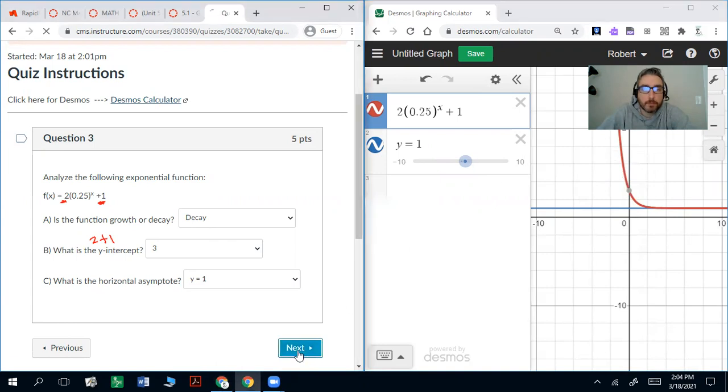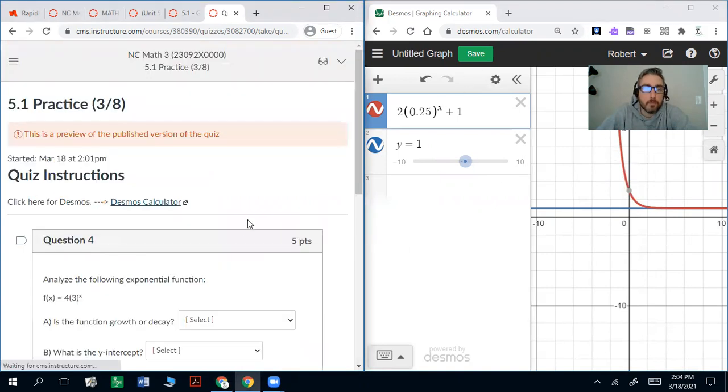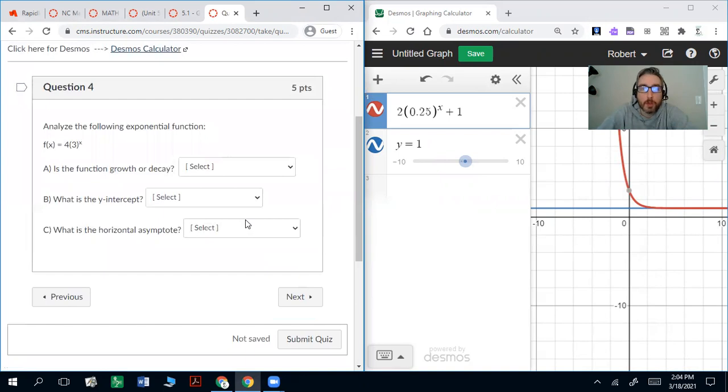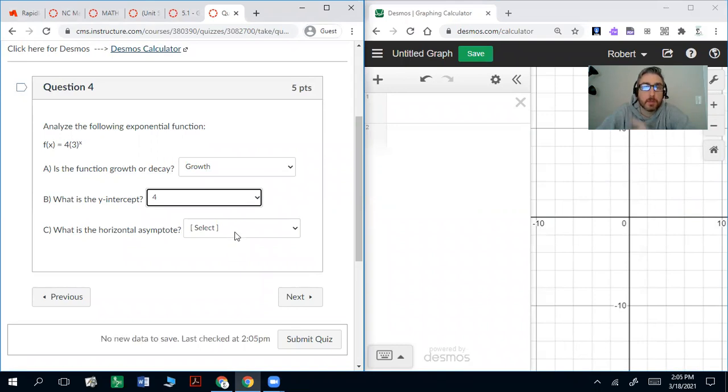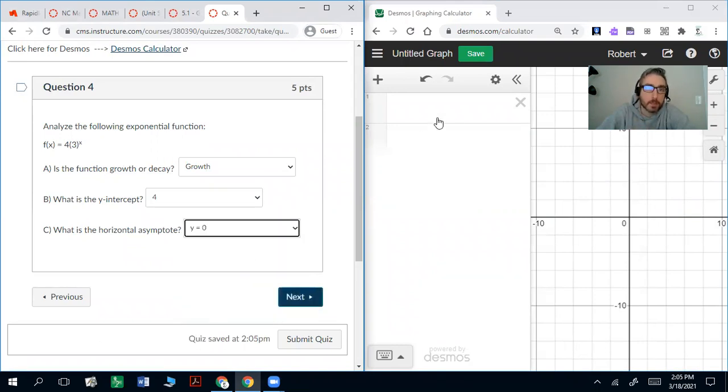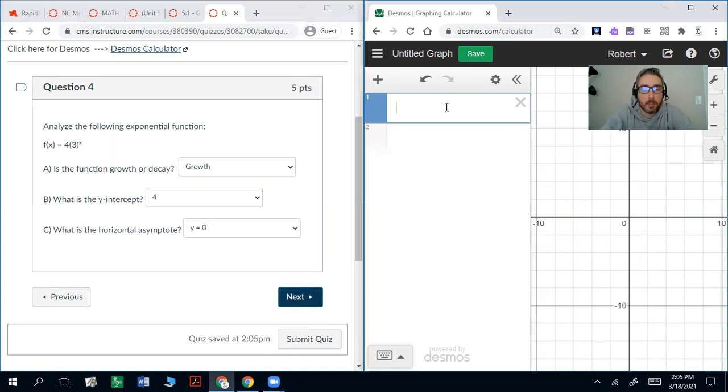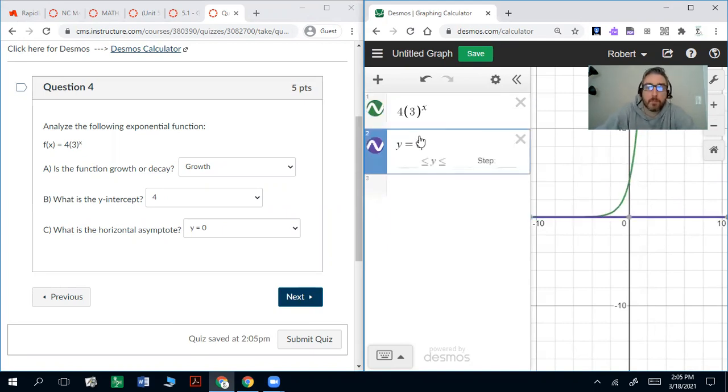Okay, next question. Question 4. The 3 is going to make it growth. The y-intercept will be 4, because there's nothing being added or subtracted at the end. And the horizontal asymptote is 0 because nothing's being added or subtracted at the end. So growth, 4, 0. y equals 0.